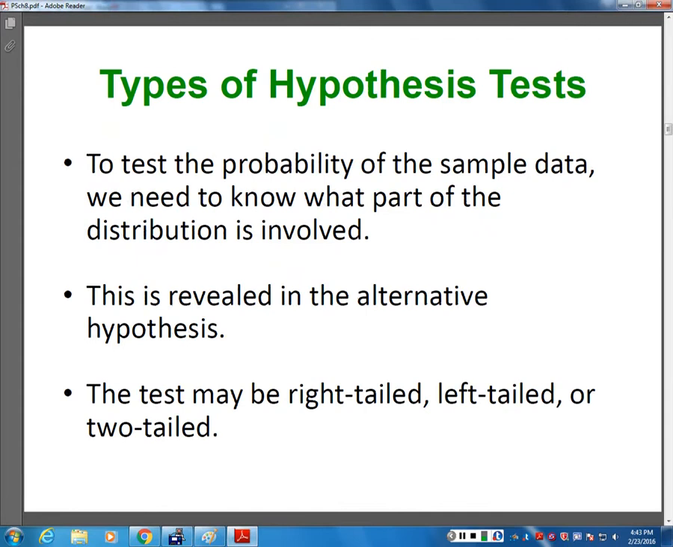To test the probability of the sample data under the assumption that the null hypothesis is true, we need to know what part of the distribution is involved. Well, that's revealed in the alternative hypothesis. A test may be right-tailed, left-tailed, or two-tailed, both right and left.